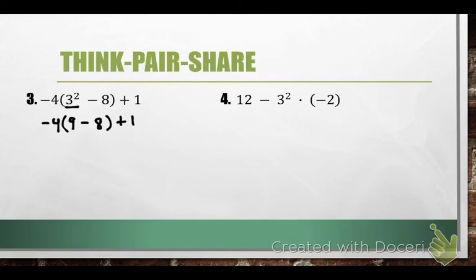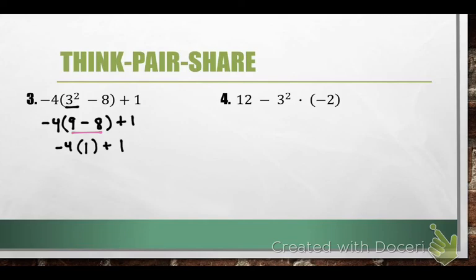Jonathan, what should I do next? All right, so we're going to do the parentheses first. Jonathan, what is 9 minus 8? 1. Guys, what should I do to everything else? Just drop it down. -4. Bring down the parentheses, because remember, the parentheses next to a number tells us to multiply.